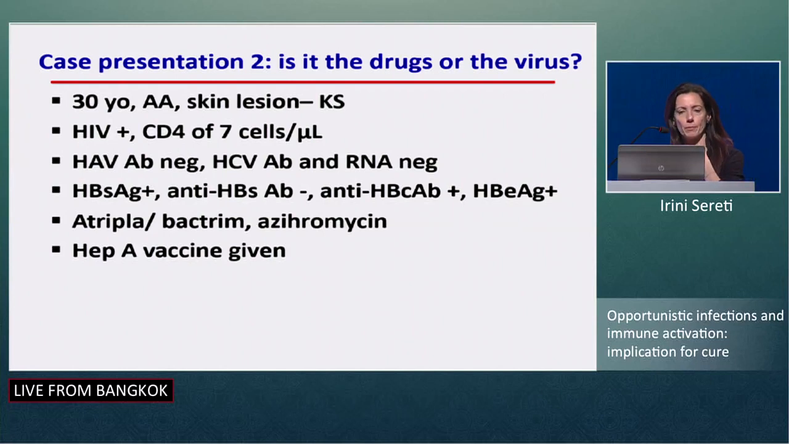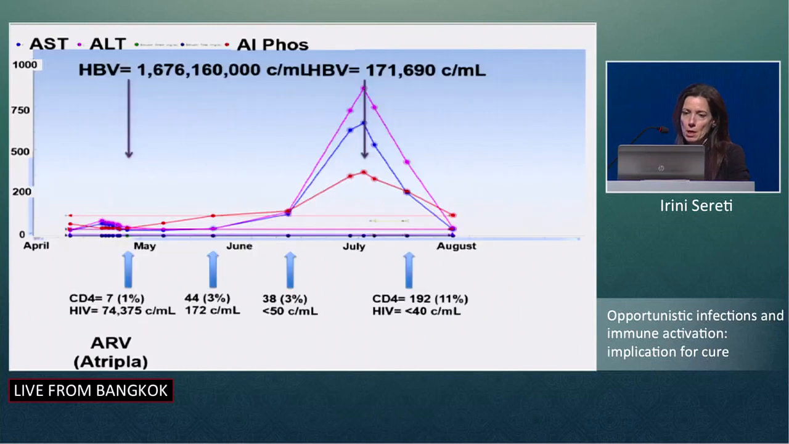He was hepatitis A antibody negative, C negative, and RNA including C negative, and then he was found to be positive for hepatitis B surface antigen, as well as E antigen and C antibody. He had no really other infections or OIs, and the KS did not require any additional therapy other than antiretroviral therapy, so he got started on Triumeq as well as Bactrim and azithromycin for prophylaxis. And we also gave him a hepatitis A vaccine.